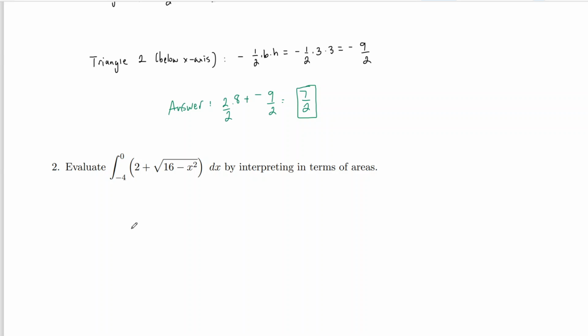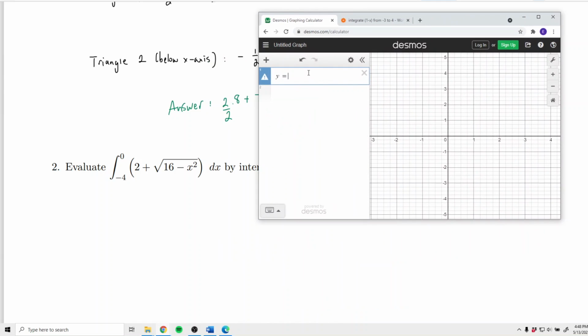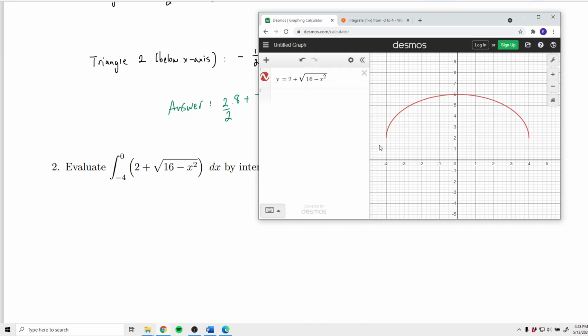All right, so what we have to do is exactly what we did last time. We have no better option than to type it in and graph it. Okay, so we want y equals 2 plus the square root of 16 minus x raised to the 2 power. And now I'm just going to readjust. You'll notice that it only has this section here, and that's because the domain of this is from -4 to 4. If x is bigger than 4, then the square root becomes negative. So this is what the graph looks like.